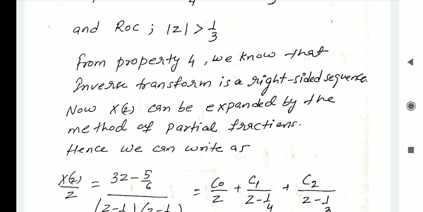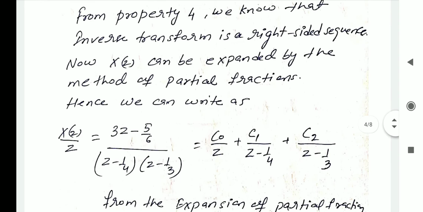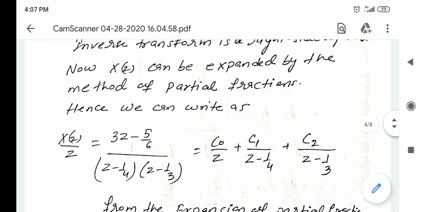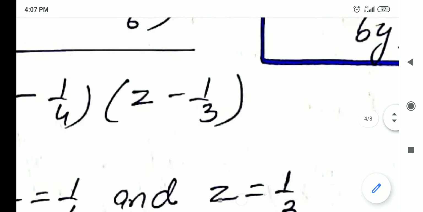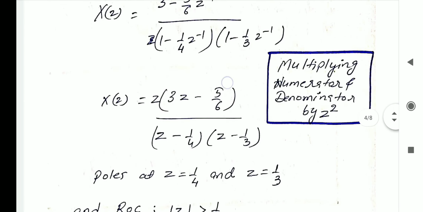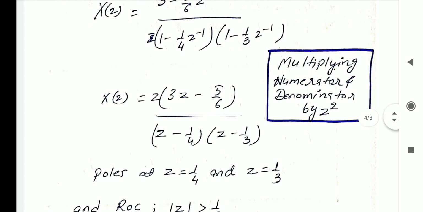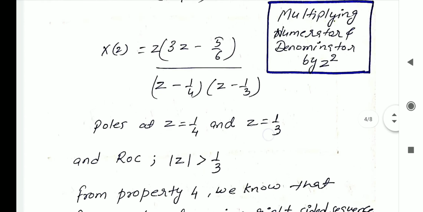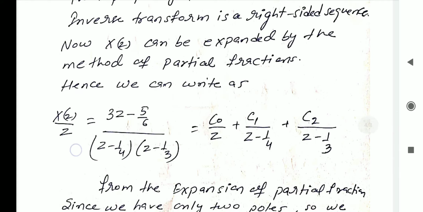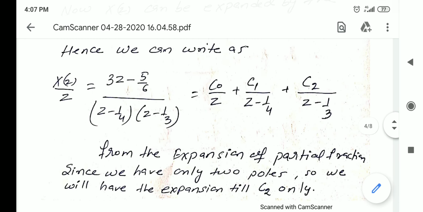X of z can be expanded by the method of partial fractions. Hence we can write this as x of z by z. Here I have divided x of z by z. Now the expression was given to us as x of z equals z into (3z minus 5 by 6) by (z minus 1 by 4)(z minus 1 by 3). Now we need to write it in the form of x of z by z. So here I have written x of z by z. This can be written as (3z minus 5 by 6) by (z minus 1 by 4)(z minus 1 by 3).